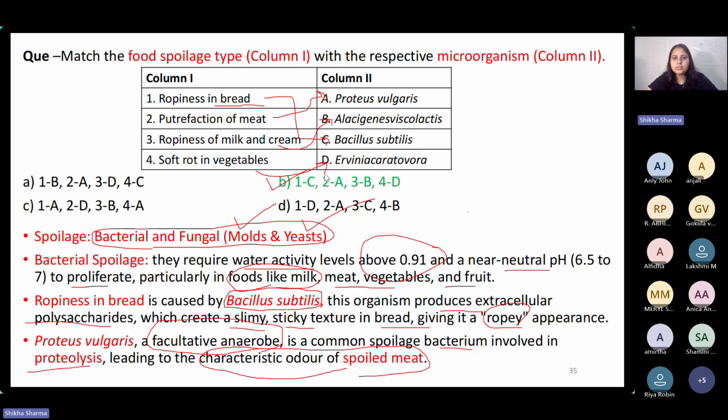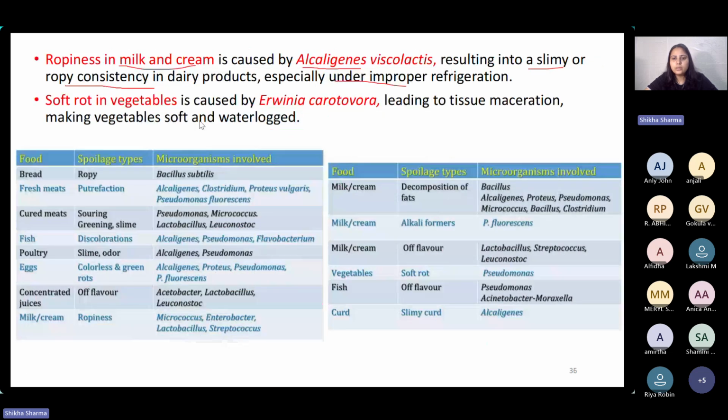And next, this ropiness in the cream is associated with this B, and then soft rot is associated with D. So soft rot in vegetables is caused by Erwinia carotovora. It basically leads to tissue maceration, making the vegetables soft and waterlogged.